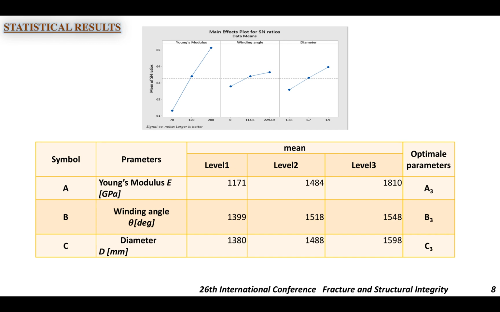The optimal conditions are: Young's modulus E equal to 200 gigapascals, winding angle equal to 229.19 degrees, and the last one, diameter D equal to 1.9 millimeters.